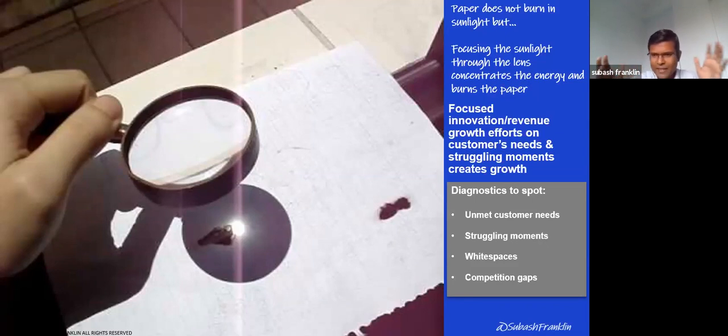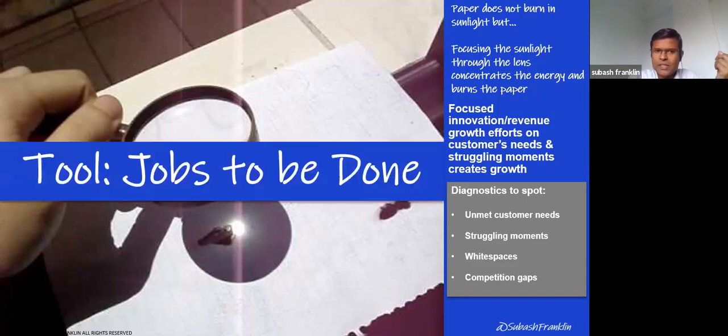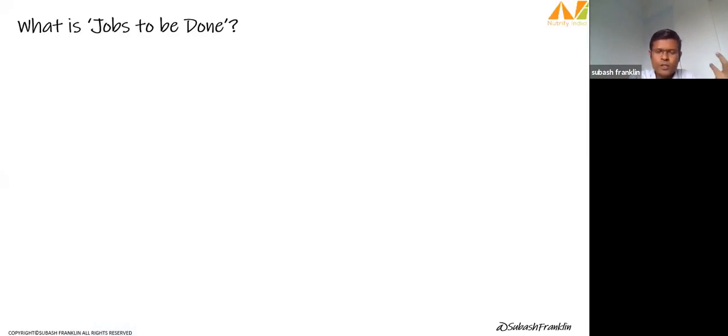And we have diagnostics to spot unmet customer needs, struggling moments, white spaces, or the competition gap. The process, or the tool, that we use is nothing but jobs to be done. It is a simple process, and I'll walk you through this context: what is jobs to be done and how to apply it to your business.